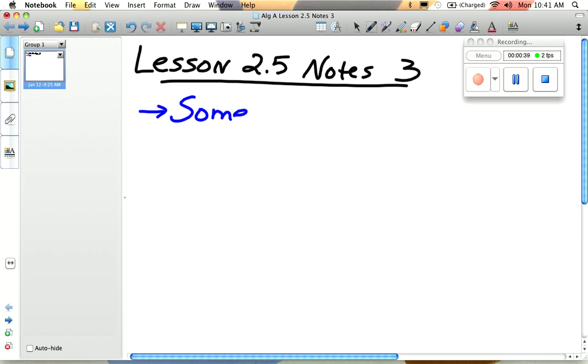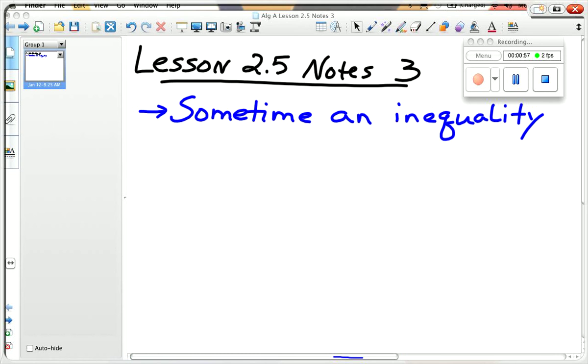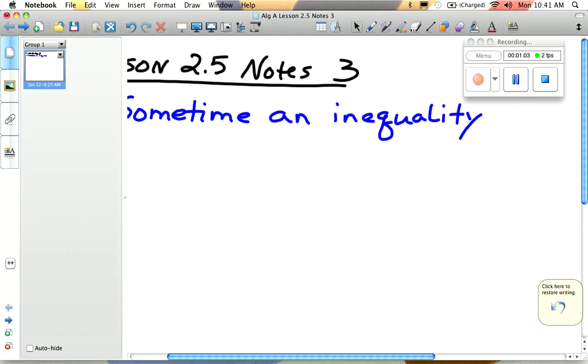Sometimes an inequality has: and then we're going to put a colon there. There's two other things that can happen other than what we've had happen so far. So far we've been able to solve them, get an algebraic solution that says something like x is greater than or equal to 3, and then we can graph that.